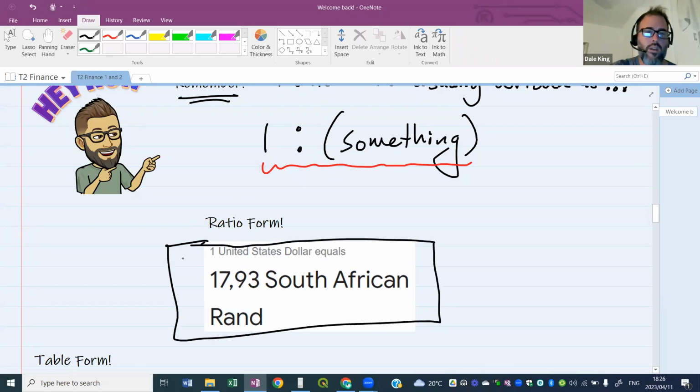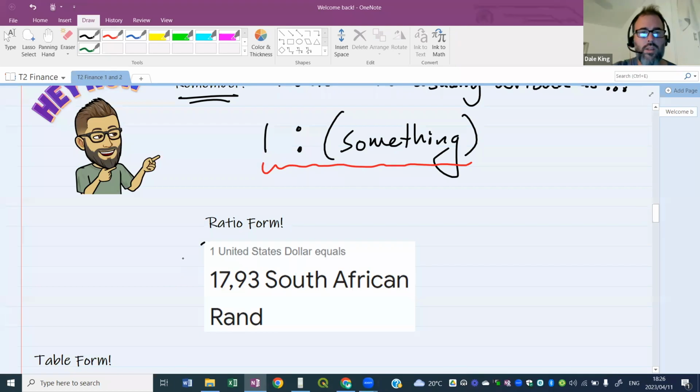Okay, so this comes straight from Google. I did this a couple of days ago, and that was the exchange rate at the time that I did it. So Google says to me, 1 United States dollar equals, now they use the word equals, you could say is to or represents, 17.93 South African rand. So Google will actually give you the exchange rate expressed like this. And notice again the number 1. One of the one currency compared to something of the other currency. Okay, so let's write this exchange rate in the ratio form.